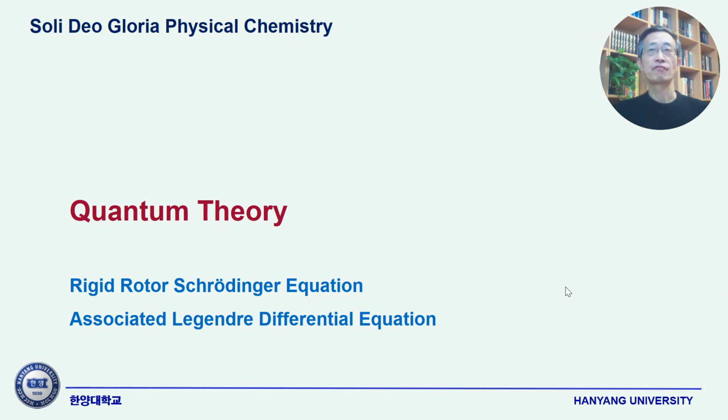This is the fourth lecture in quantum theory. And so we are going to solve the Schrodinger equation of the rigid rotor, which is the associated Legendre differential equation.